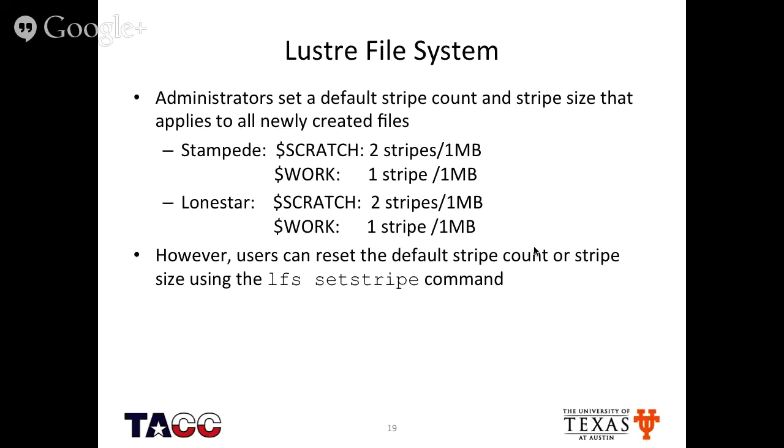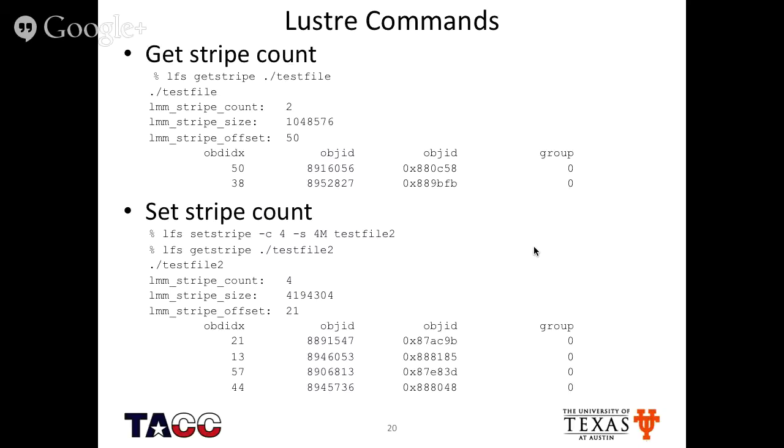And on Work, we have one stripe by default set at 1 MB. On Lone Star, it's the same. On Scratch, 2 stripes per MB, and on Work, 1 stripe per MB. So that's the default one. But as a user, depending upon the application you're running and depending upon your needs, you can adjust that such that you can tell Lustre how many stripes to use.